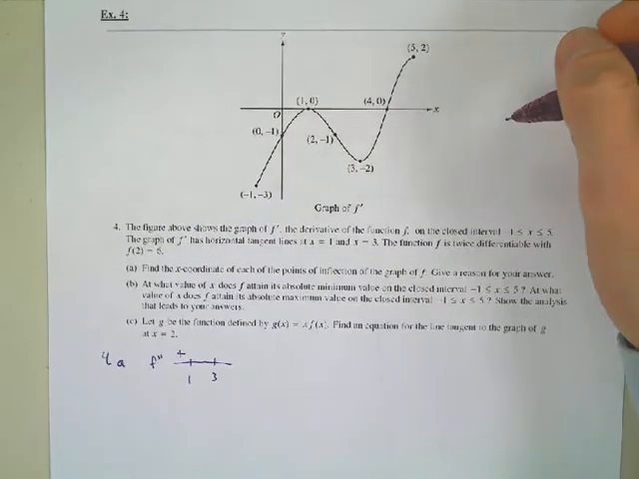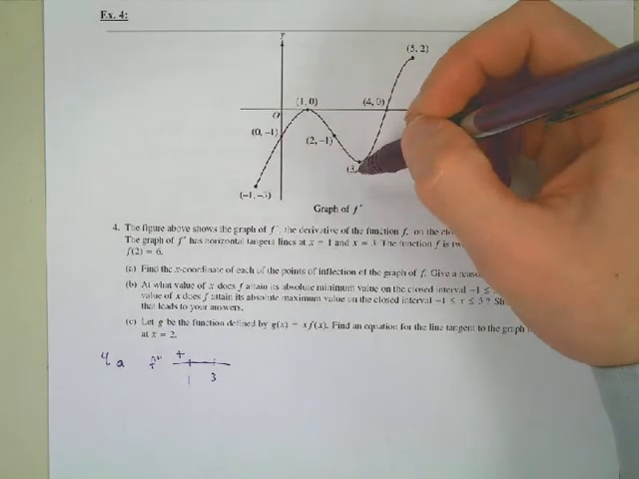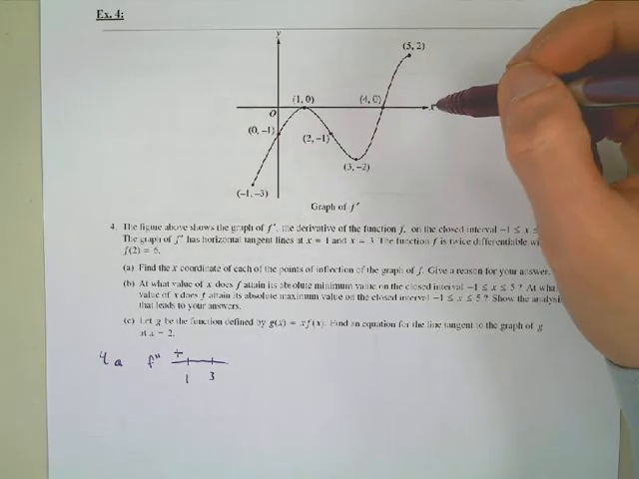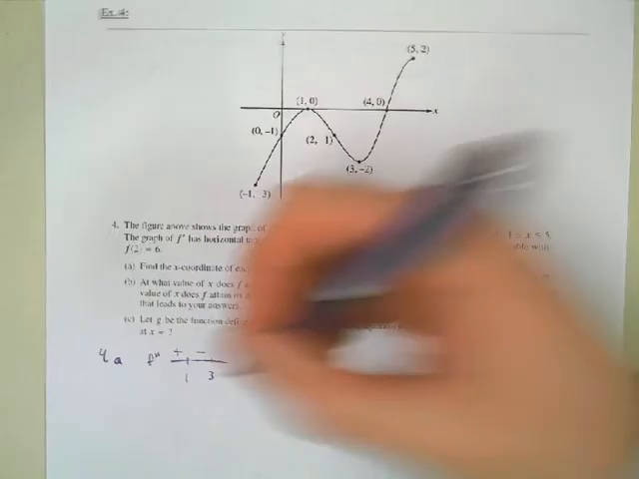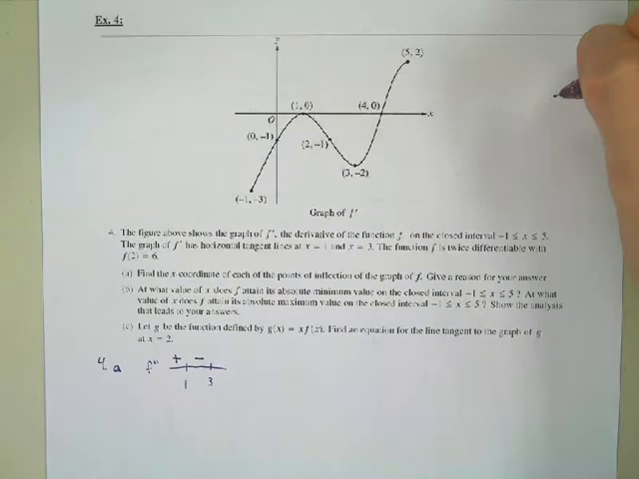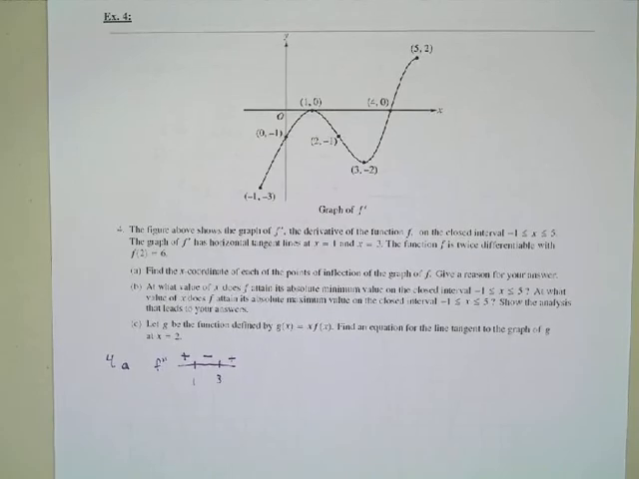What about between 1 and 3? What behavior do we see here? Decreasing. So therefore its derivative, f prime prime, will be what? Negative. And then to the right of 3, increasing, so positive. So where do we have points of inflection? Okay, that's exactly right.